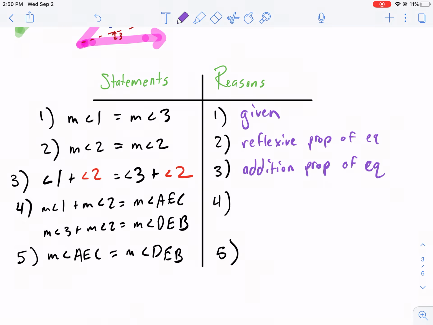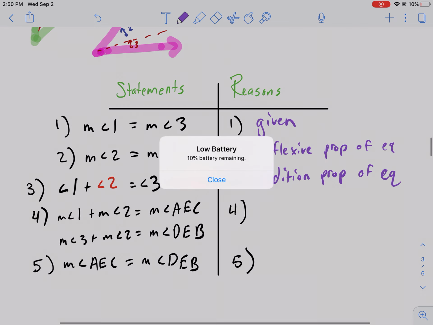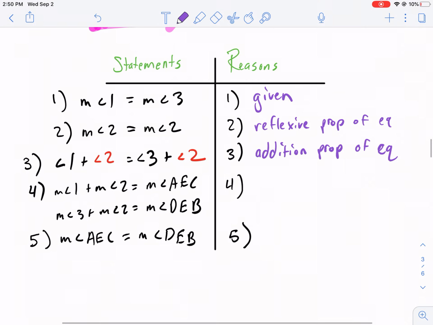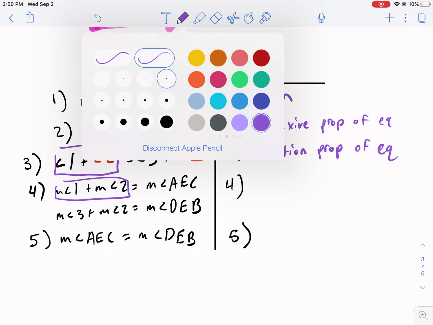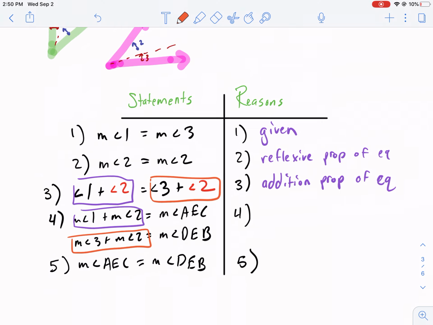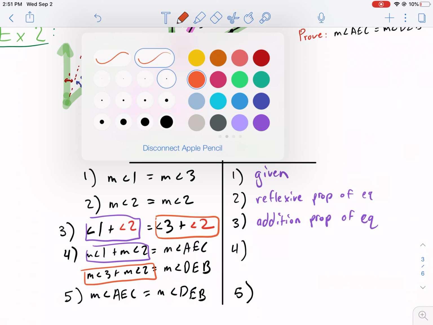Now don't be too worried about how we know we're supposed to add 2 to both sides. Don't worry about that part. The main thing is I want you guys to understand the reasons here. Now we have measure of angle 1 and angle 2. That's this guy right here. Angle 3 and angle 2, that's this guy, is equal to AEC and DEB. Now, 3 plus 2, that's this guy in pink.